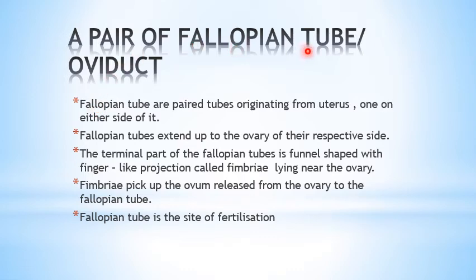A pair of fallopian tubes or oviducts. Fallopian tubes are paired tubes originating from the uterus, one on either side of it. They extend up to the ovary on their respective sides. The terminal part of the fallopian tube is funnel shaped, with finger-like projections called fimbriae lying near the ovary. The fimbriae pick up the ovum released from the ovary into the fallopian tube. The fallopian tube is the site of fertilization, meaning where the fertilization takes place.